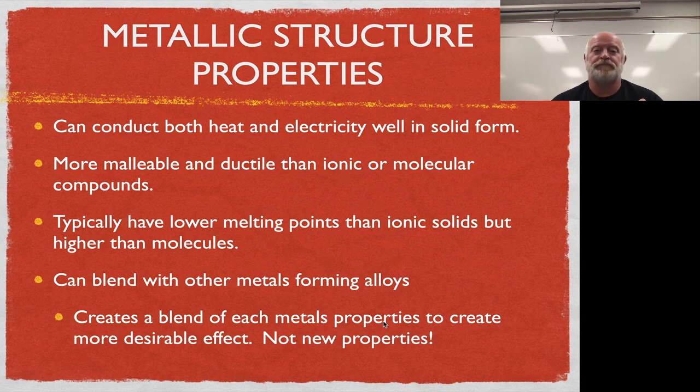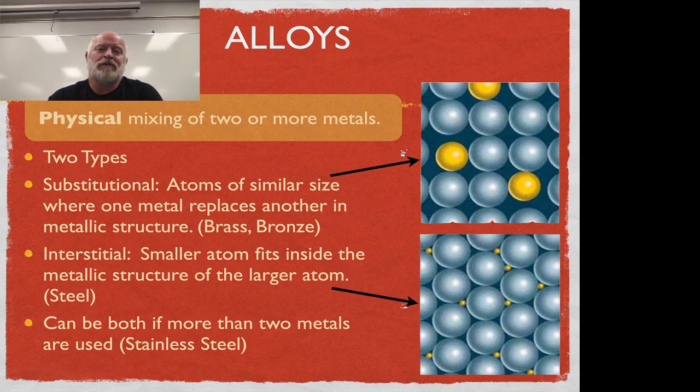Now, when you do that, you don't have a whole new compound with a whole new set of chemical properties. It's more a blending of the individual properties between these metals. Okay, that creates a more desirable effect or a better metal overall. Okay, so then how do these alloys work? All right, we already know it's a physical mixing. Okay, so make sure we highlight that, because this is not a chemical bond here.